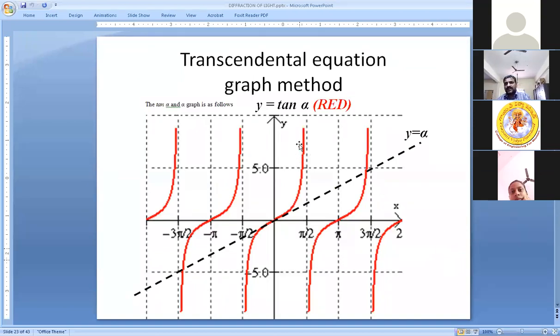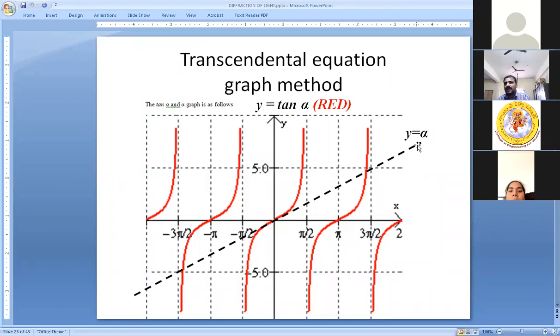I'm talking about the right hand side equation, that is alpha equal to tan alpha. So here how we deal with this problem is, we'll take left hand side equal to y, that is y equal to alpha, and right hand side is also equal to y, that is tan alpha is also equal to y. So both these things we are going to plot as a common variable alpha. So common variable is alpha, my x-axis is alpha. On y-axis, two graphs I am plotting. One is tan alpha, which is shown in red color, and another is y equal to alpha, which is shown as a dotted straight line.